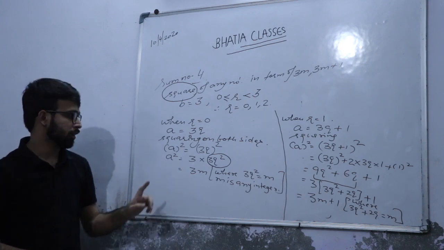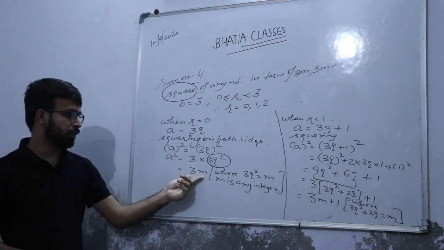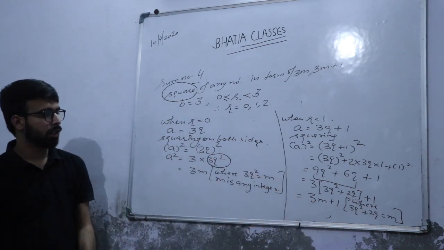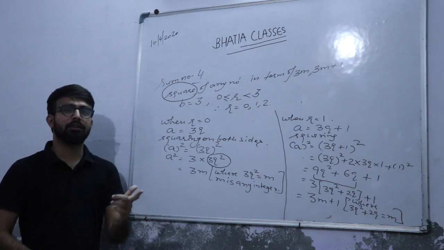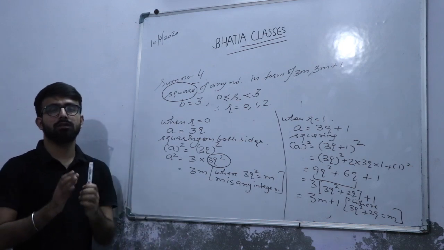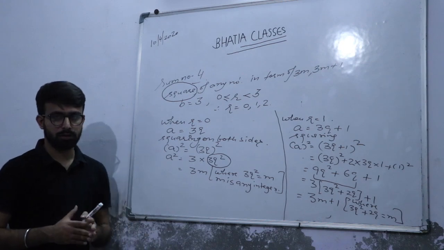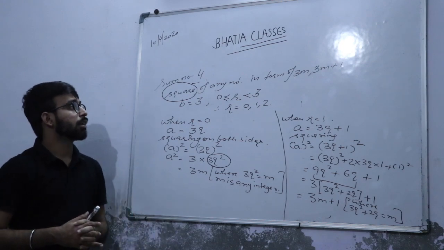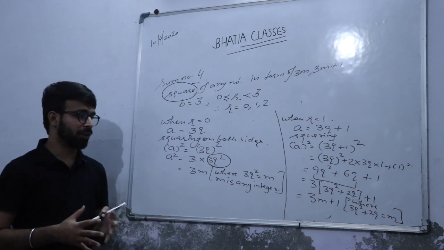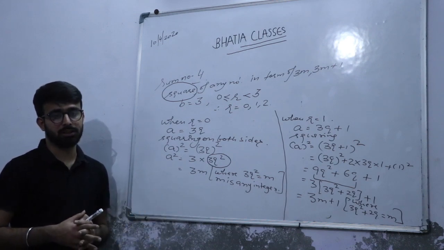You got that? Square of any positive integer is in the form of 3m and 3m plus 1. This is the first exercise. I have left the last sum for you. You have to solve that sum on your own. Next class will be uploaded shortly. Hope you have liked this because this is my first lecture. Thank you.